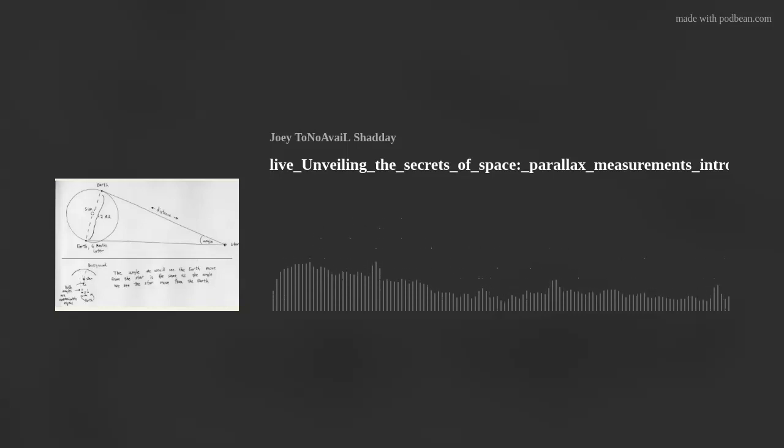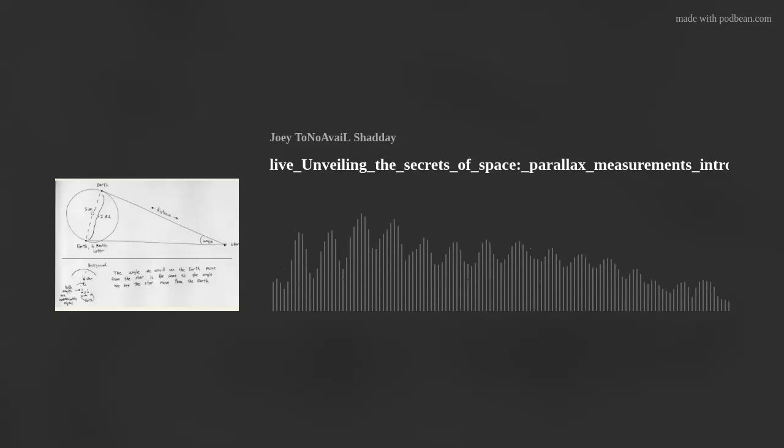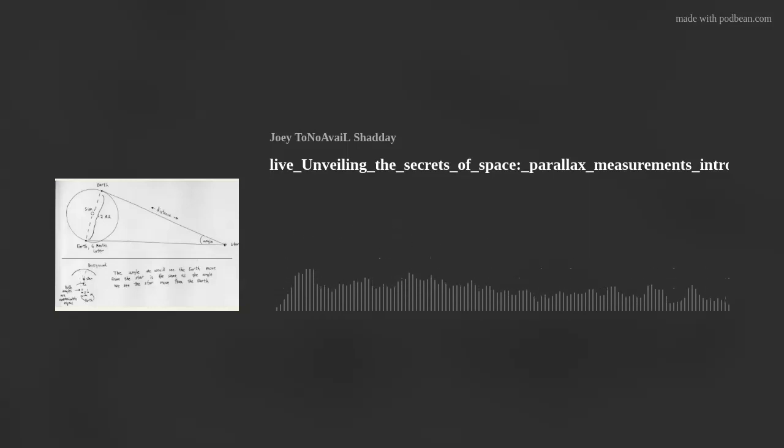Practical applications. Parallax measurements have revolutionized our understanding of the universe and have been instrumental in several astronomical breakthroughs. Let's explore a few practical applications. Stellar distances is one. Initially employed to determine stellar distances within our own Milky Way galaxy, parallax measurements helped astronomers build the cosmic distance ladder, aiding in estimating the scale and the age of the universe.